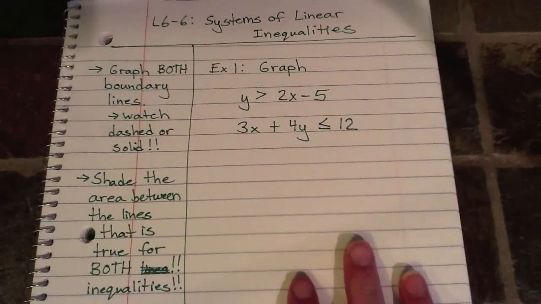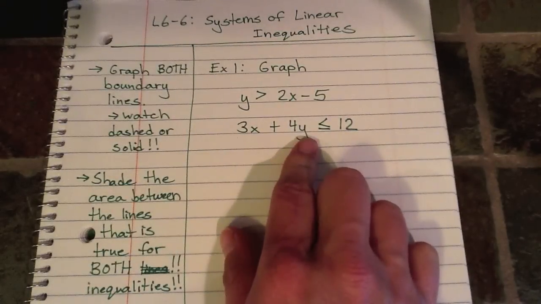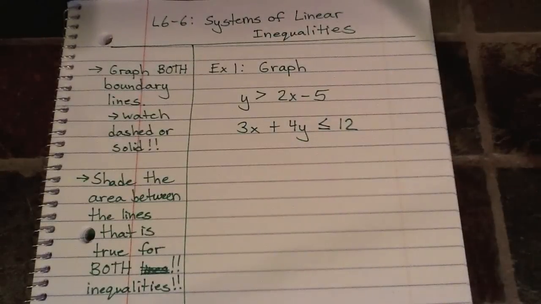And you're going to do exactly what we did with linear inequalities, but you're going to have to try the points in both equations, and they're going to have to be true for both to be able to shade them. Copy this down, hit play when you're ready to continue.